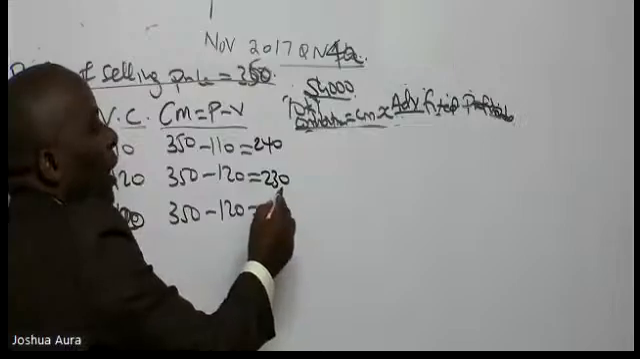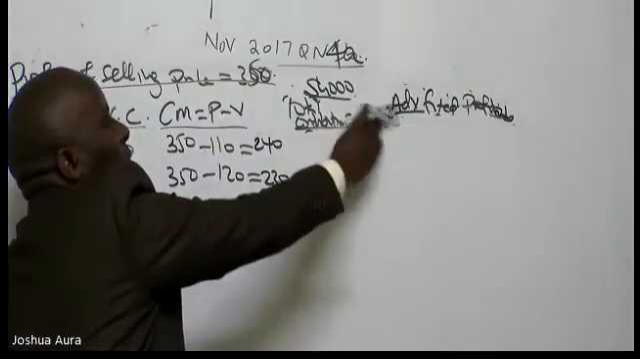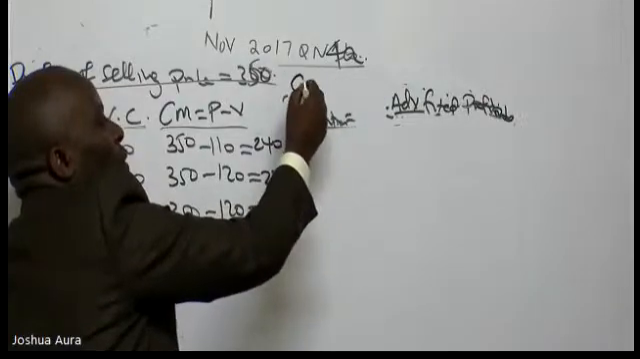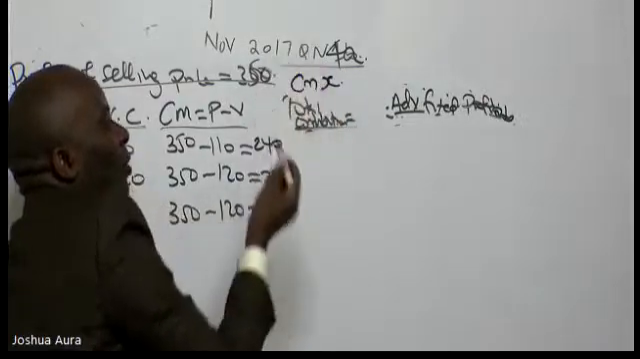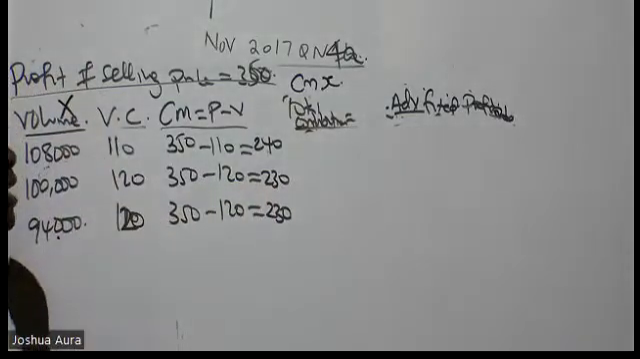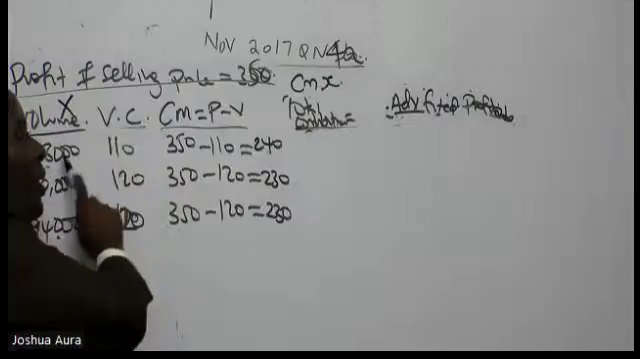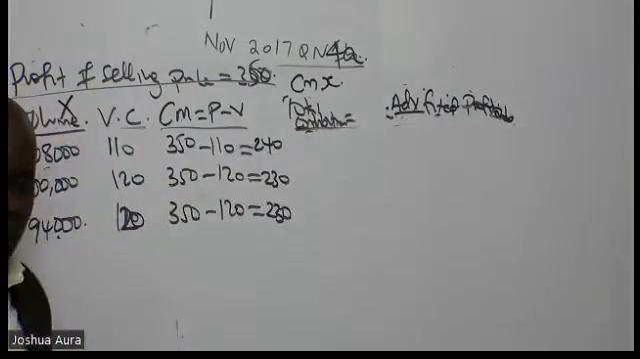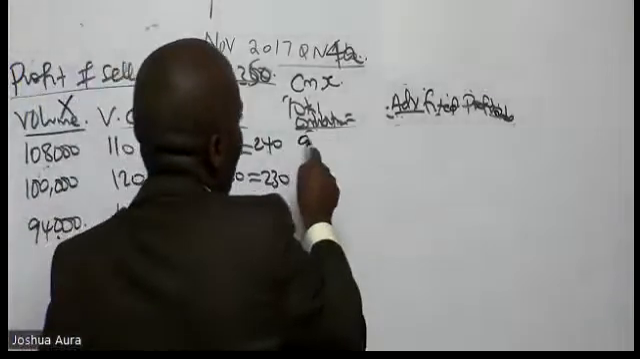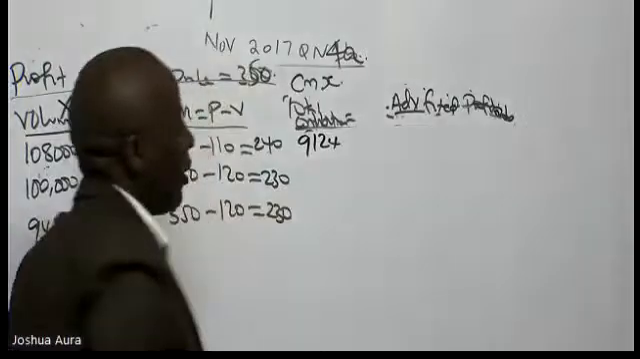So having gotten that, now we can easily get the total contribution in shillings thousands. Remember, for us to get total contribution, we take contribution per unit times number of units. So we have the number of units here and the CM here. So we take this and this, divided by 1,000 because our figures are in thousands. The first one is 91.24. How about the second one?